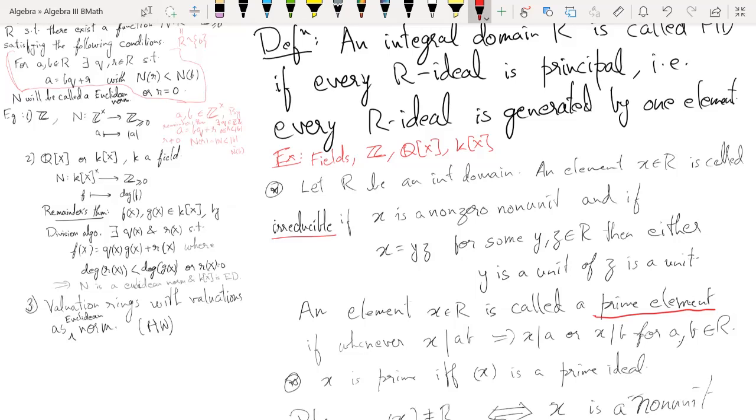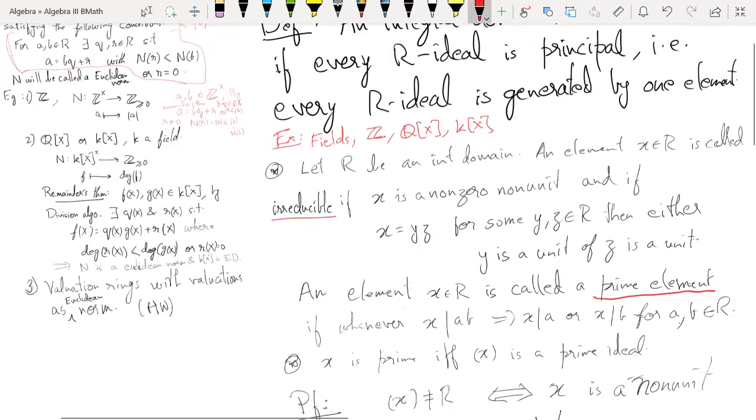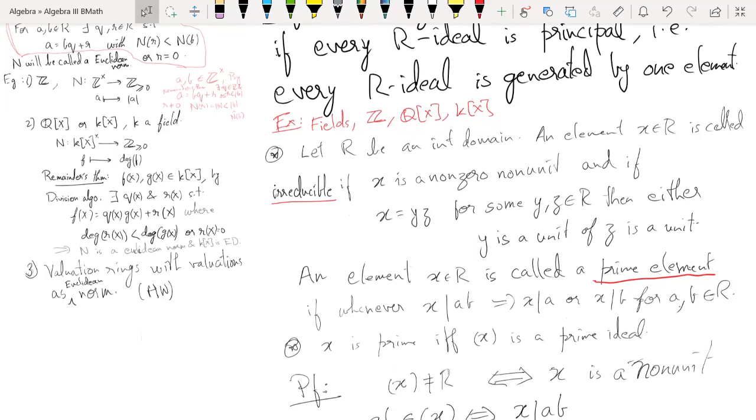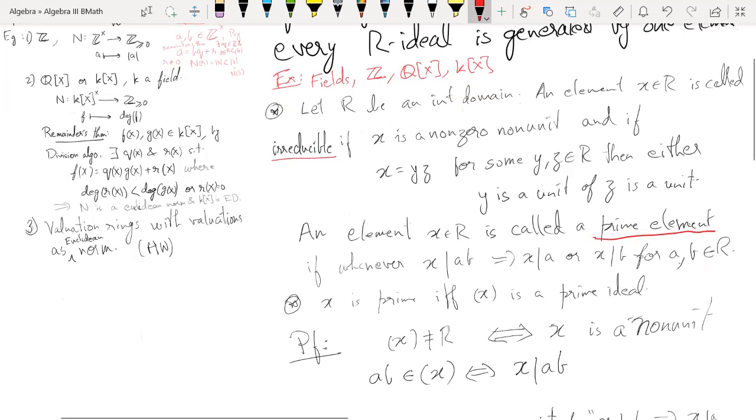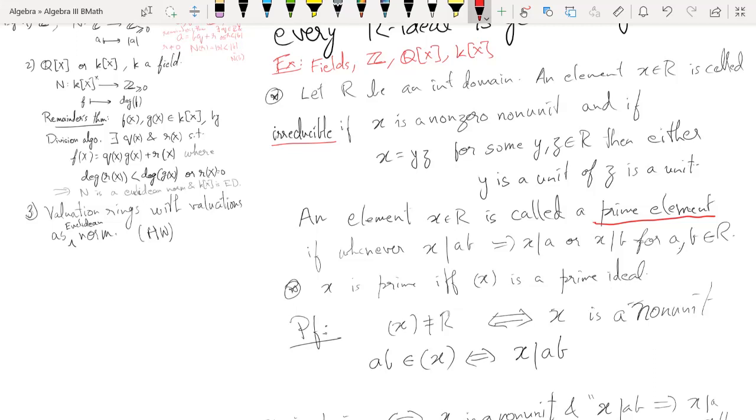But let's see this first property, which I said is tautological. X is prime if and only if the ideal generated by X is a prime ideal. So consider the ideal generated by X. So if X is a prime element, the ideal generated by X is not equal to R if and only if X is a non-unit. And AB belongs to the ideal generated by X if and only if X divides AB.